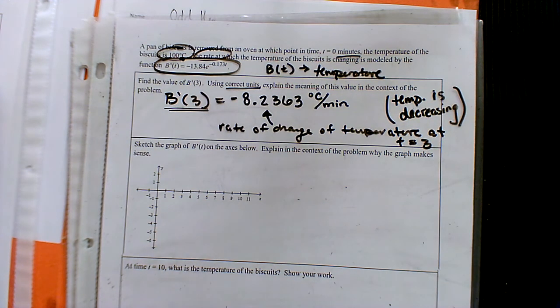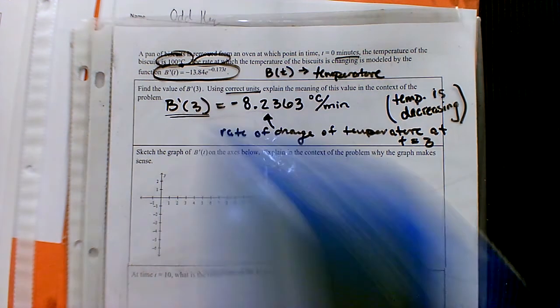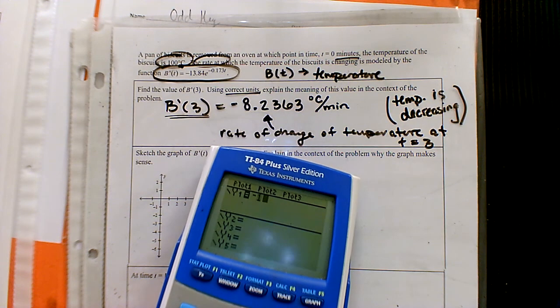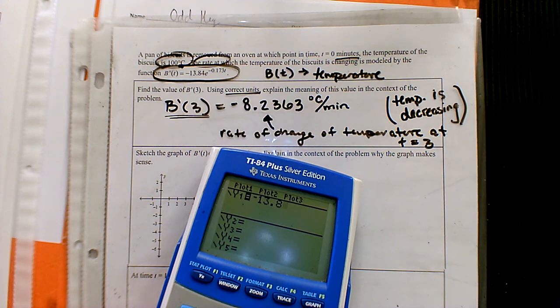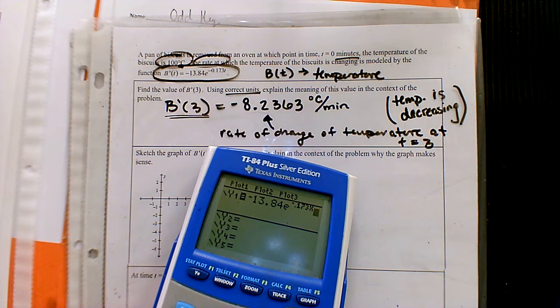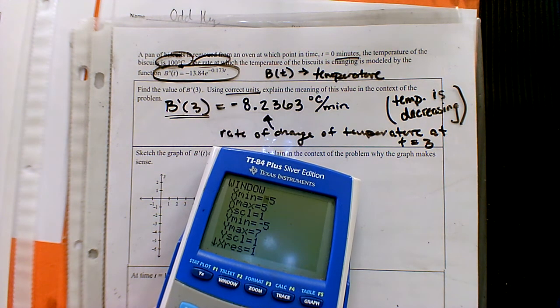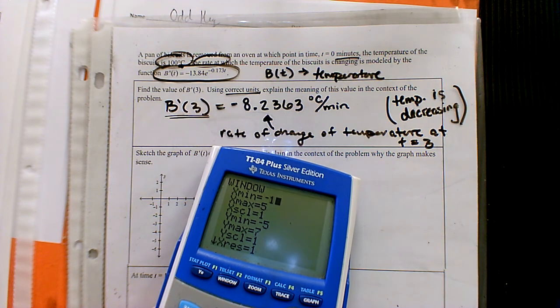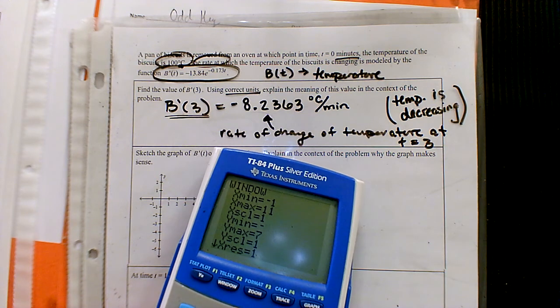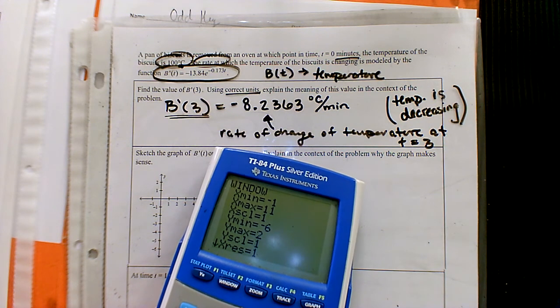Cool. All right, sketch the graph of B prime of t on the axis below. Explain in the context of the problem why the graph makes sense. On our calculator, we'll go to y equals, clear out anything in there, and type in the function they give us. Before I hit graph, I'm going to hit the window button and make it the same as what's on my paper: negative 1 to 11, counting by ones, and negative 6 to 2, counting by ones.